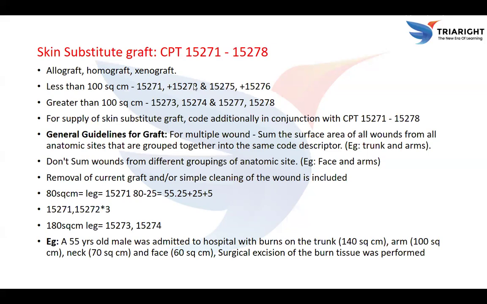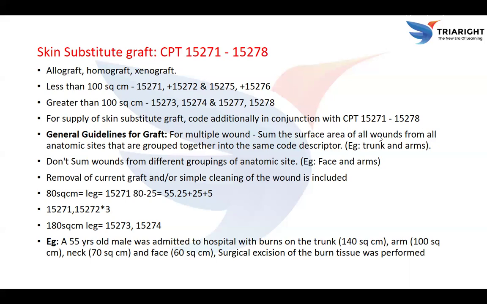The CPT code ranges are from 15271 to 15278. It is size-based coding. If the wound is less than 100 square centimeters, you have to assign the code 15271 for the first 25 square centimeters, and for additional area, you have to add 15272. If it is greater than 100 square centimeters, you have to assign the code 15273. So it is different if it is less than 100 and different if it is greater than 100. Supply of the skin substitute: the material itself may be billed separately, coded in addition to CPT 15271 to 15278.